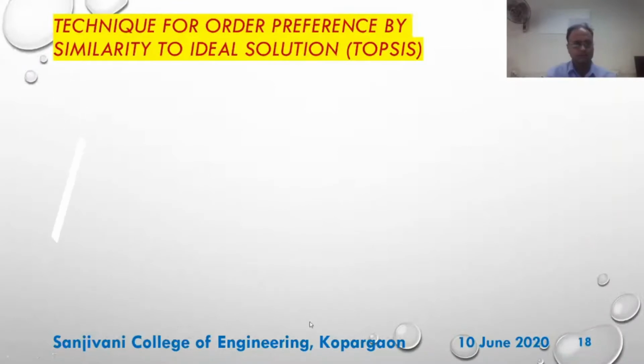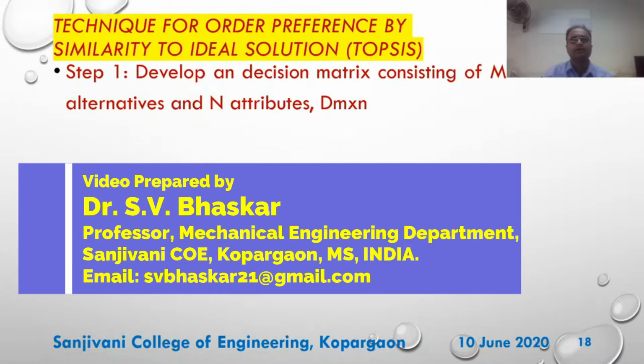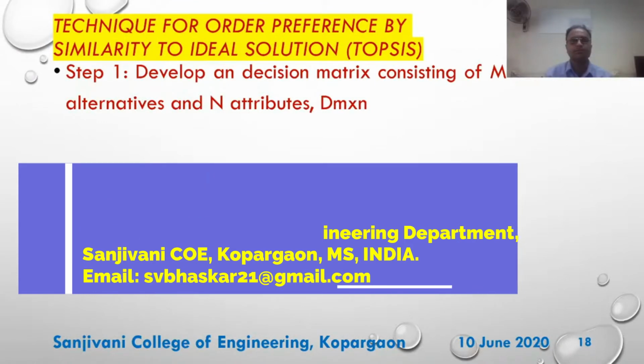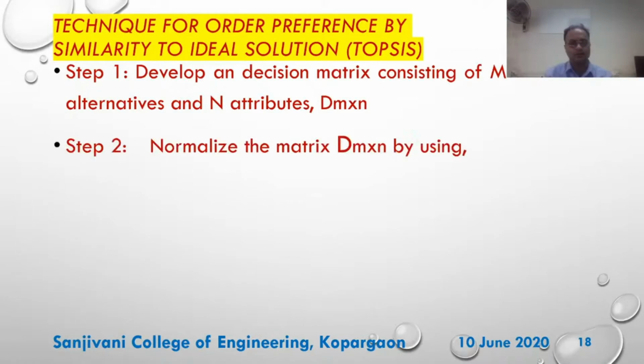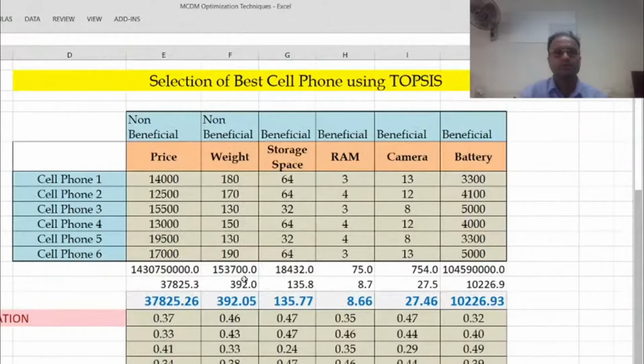These are the steps here. The first step is to develop a decision matrix which consists of m alternatives and n attributes, and then to normalize the matrix, D m by n. We see this is the TOPSIS Excel sheet. So this is the given decision matrix.